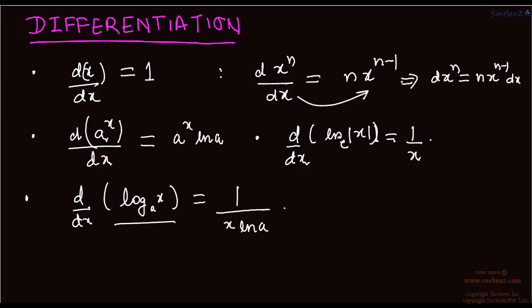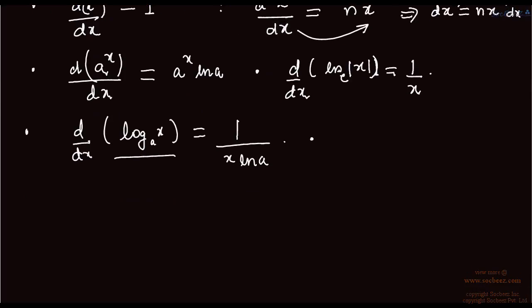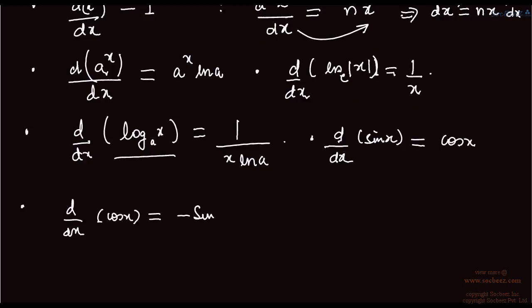Now, we'll move on with the trigonometric functions. First one is d by dx of sin x, the most basic trigonometric function. That is cos x. For cos x, you have d by dx of cos x is minus sin x. Similarly, for tan x, or let's first look at sec x, because that's like a series. The derivative of sec x will be sec x tan x.